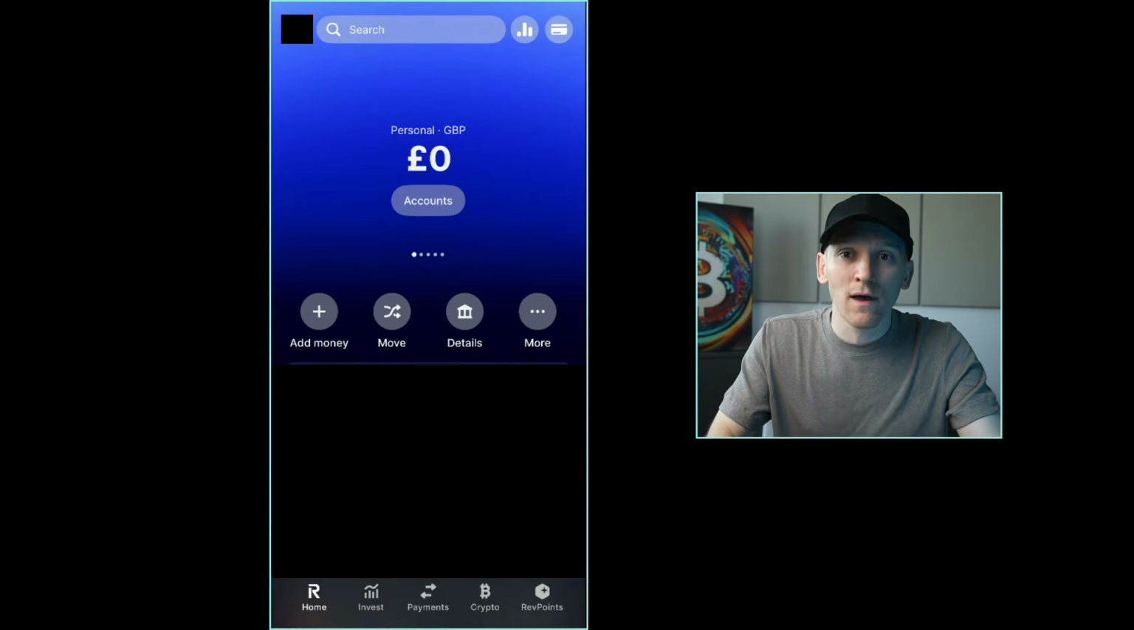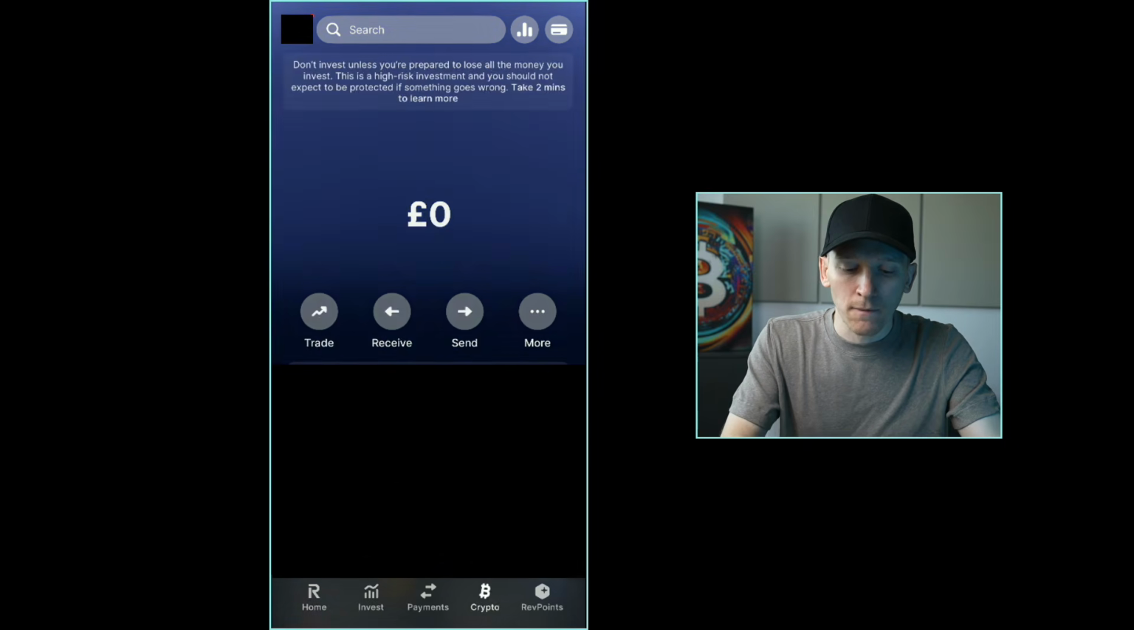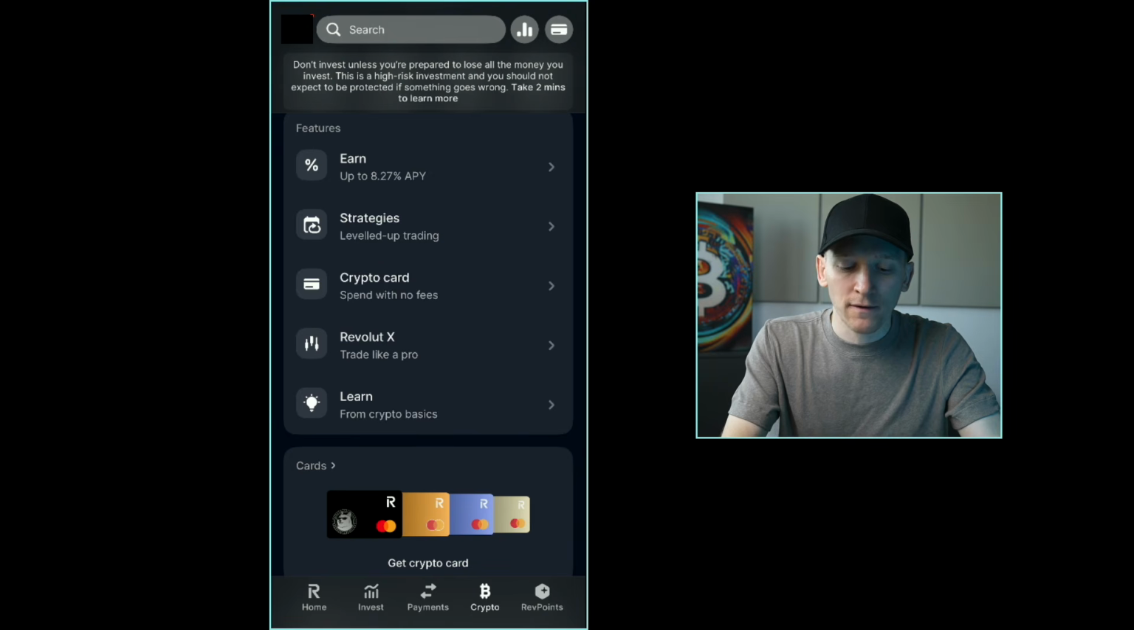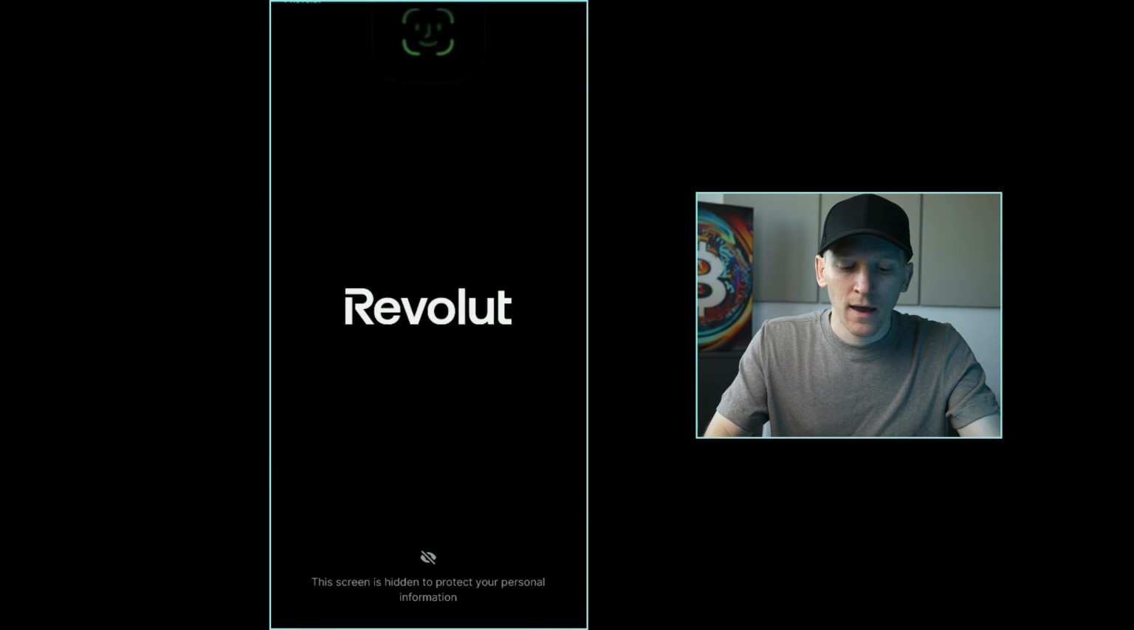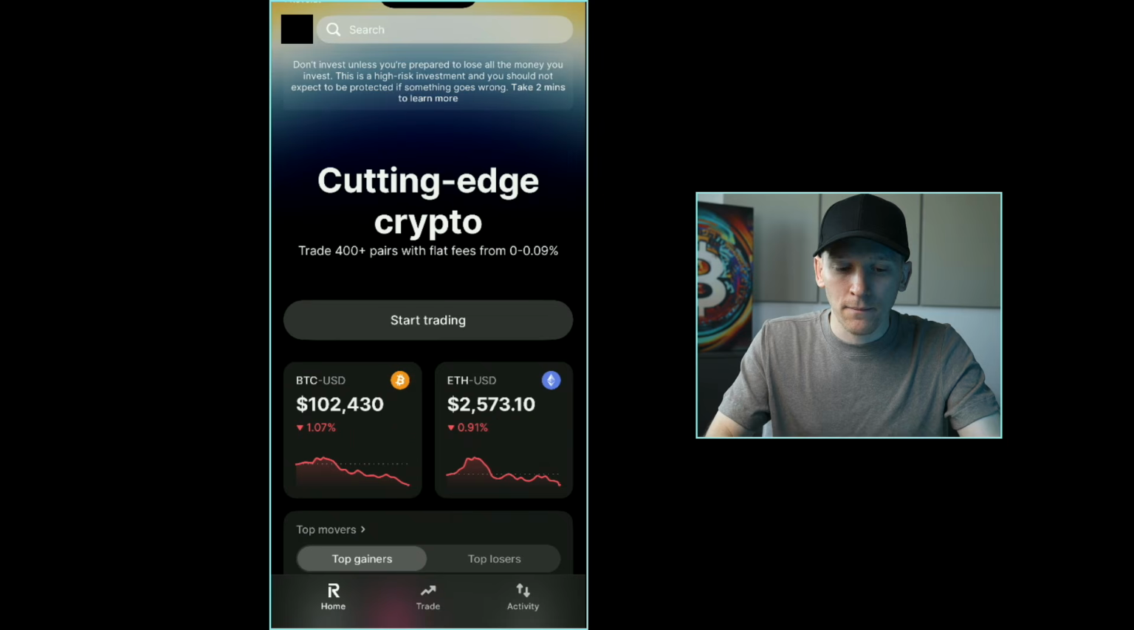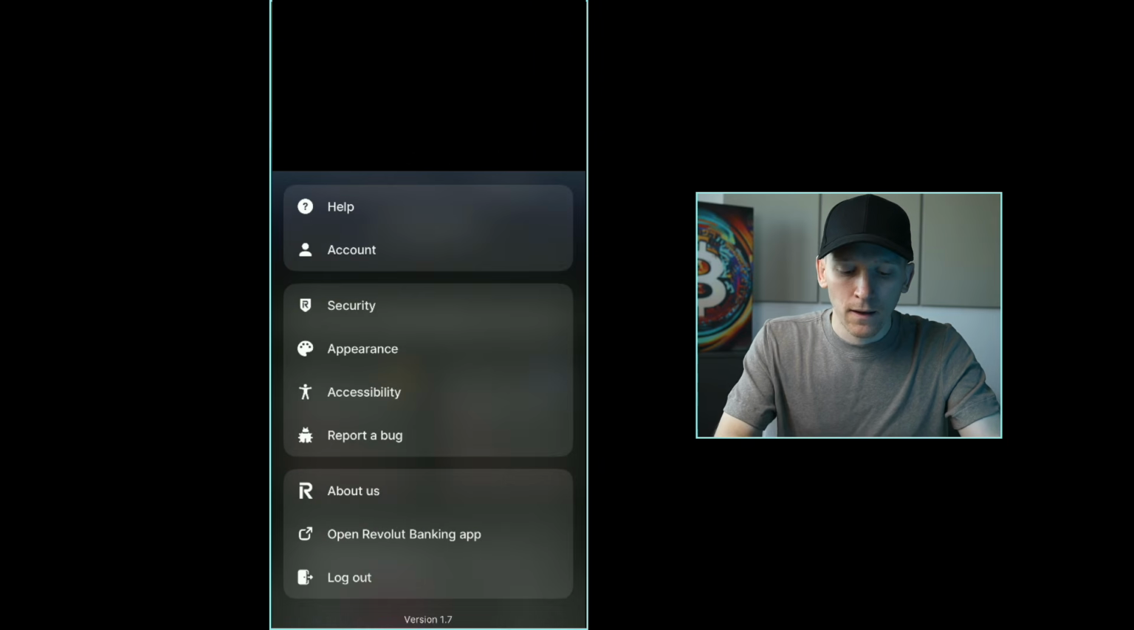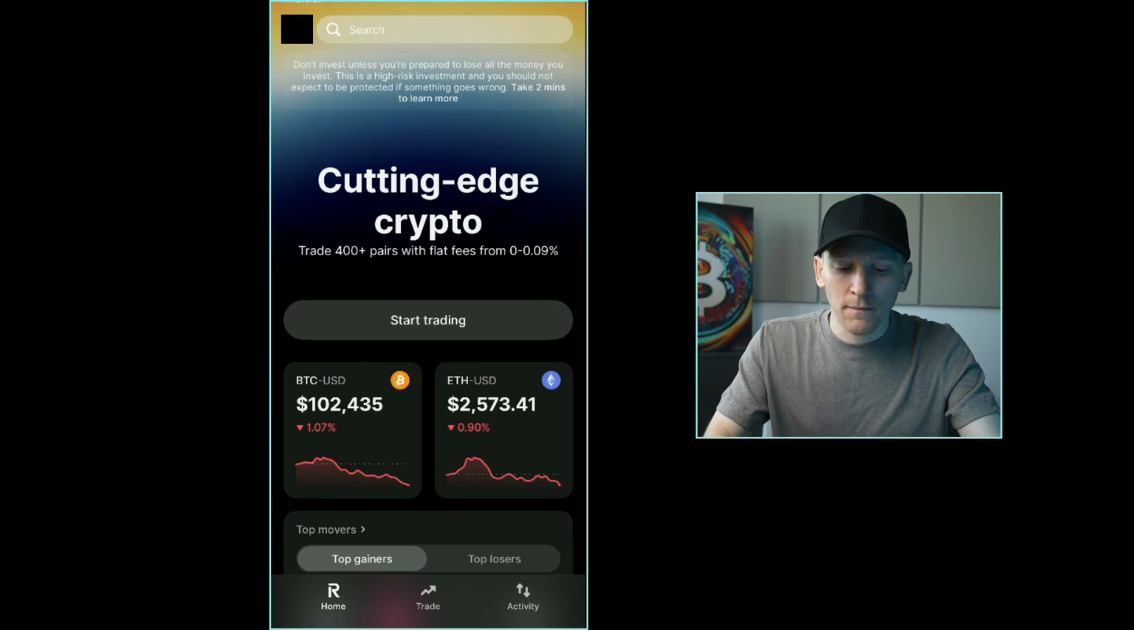If you open the Revolut X app, it's going to push you to log in with your Revolut details. So I'm in the Revolut app right now. If I go down to crypto at the bottom, then I can scroll down and in features, it says Revolut X and you can see they're linked, right? So I'll click this and it opens up the Revolut X app. And then if I go to the top left, down at the bottom, it says open Revolut banking app. So they are linked, same details, but we can just trade on the Revolut X app.